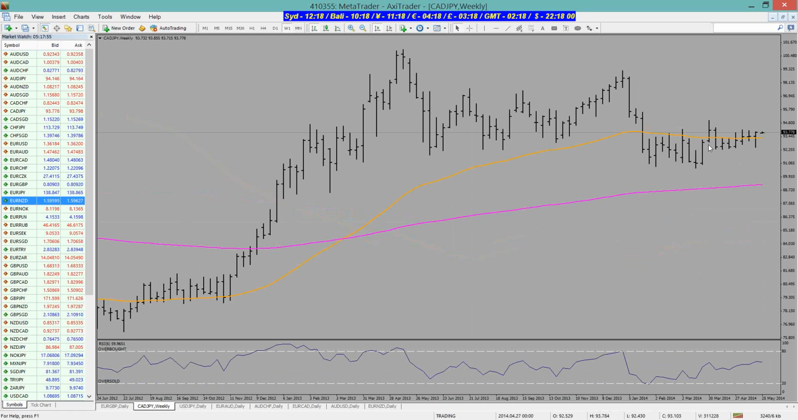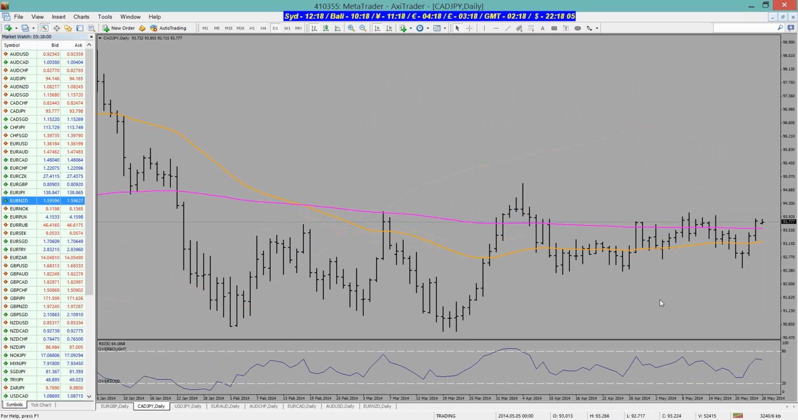And here's again, there's no clear trend in this, and you can see that that's not happening in the daily.